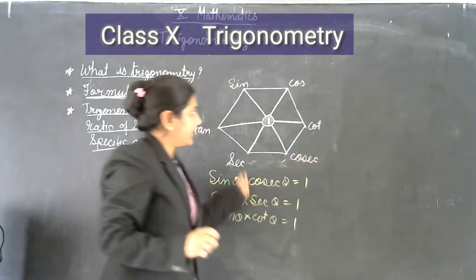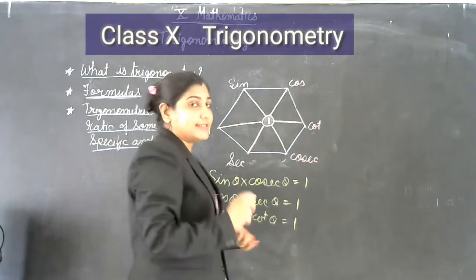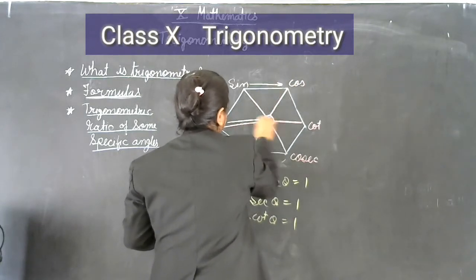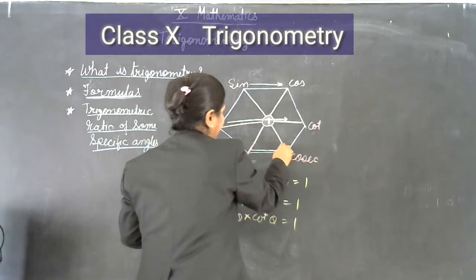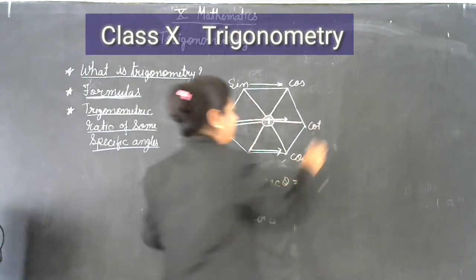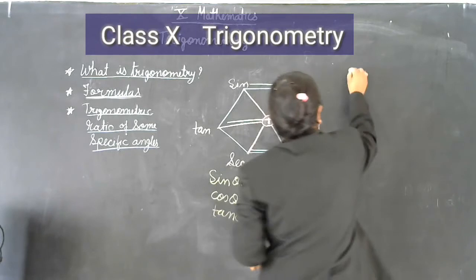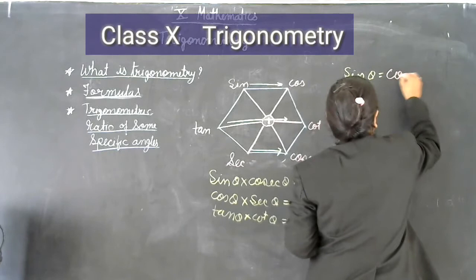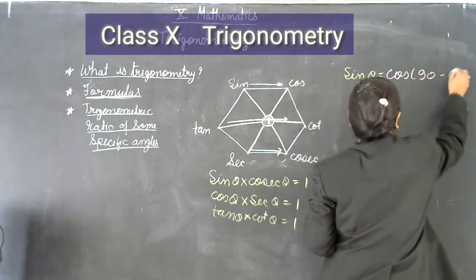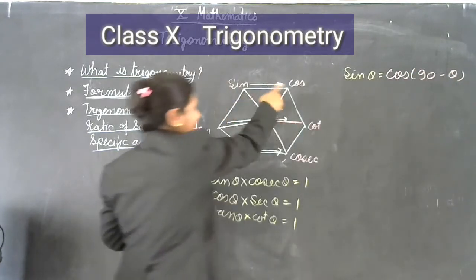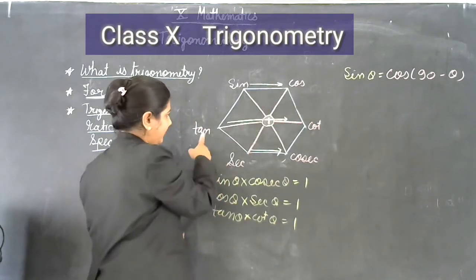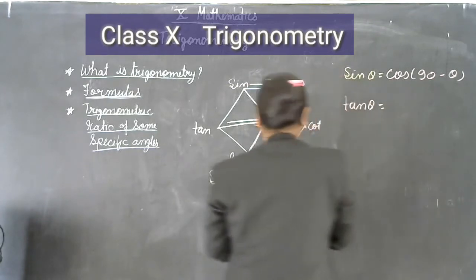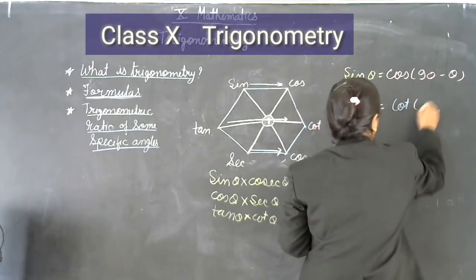And we know that the sum of complementary angles is 90 degrees. So here if we make this type of arrow, then we can write the complementary of these ratios also. How? See, sin theta equals cos of 90 minus theta. Tan theta equals cot of 90 minus theta.